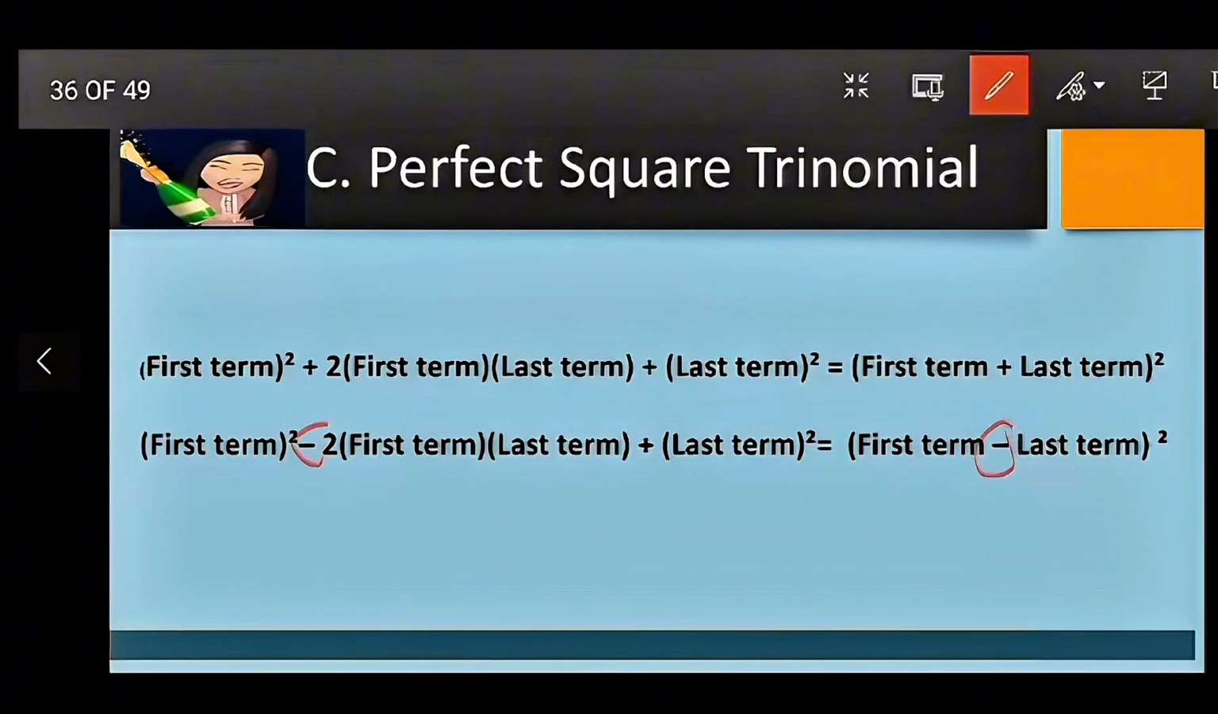This is minus. So you will need to find the square root of the first term and the square root of the last term, and put them here, then square root the 2.